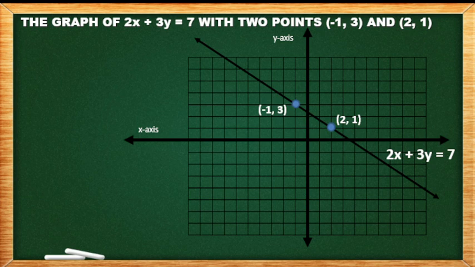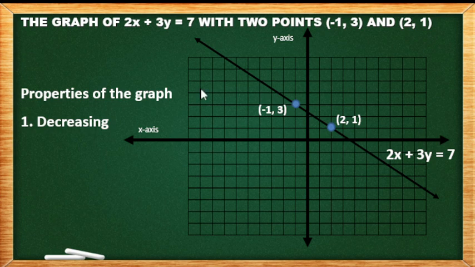By using this graph, we can determine the two properties of the graph. First, the graph is decreasing from left to right. Ayan, pababa. So, therefore, decreasing siya. And since the graph is decreasing, therefore, the slope is negative. Tandaan to, yung dalawang properties na yan.